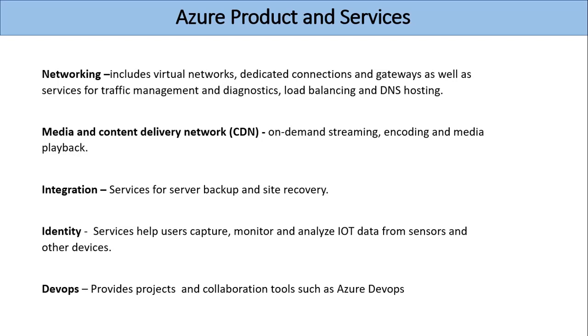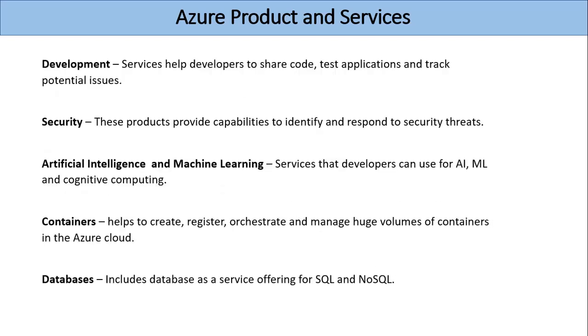The next service is DevOps. DevOps provides project and collaboration tools like Azure DevOps, which includes Visual Studio Team Services, and it helps to automate the complete deployment process. It also provides diagnostic features and DevOps tools integration, and we can automate the test lab, like a test suite. So lots of things are provided here in DevOps.